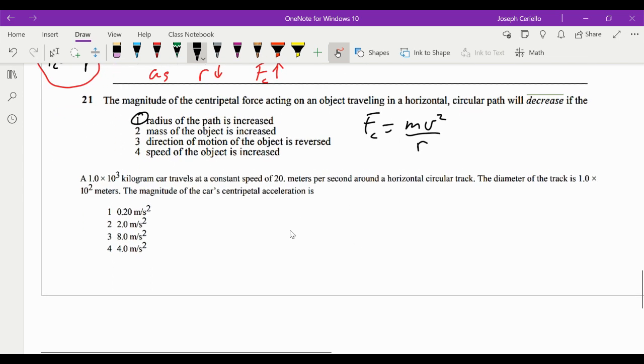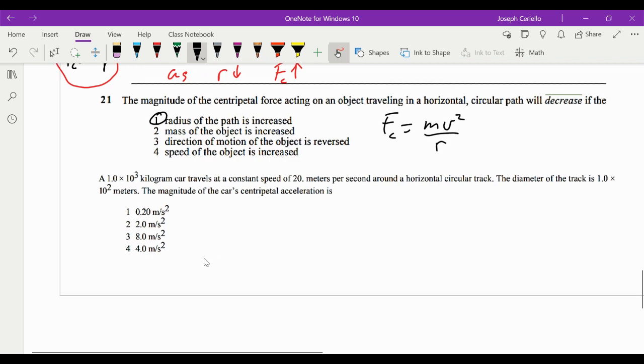And I'll leave this last one here for you to finish on your own. Please show the work for this. Be careful here. It gives you the radius of the track as being 100 meters. All right, so please read that carefully.